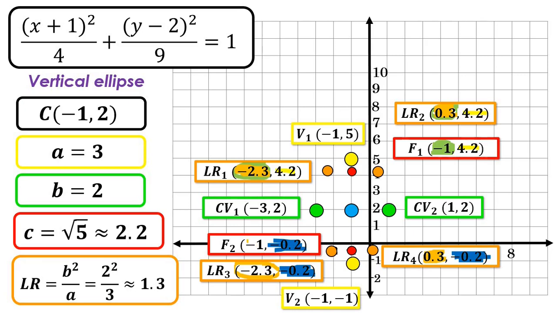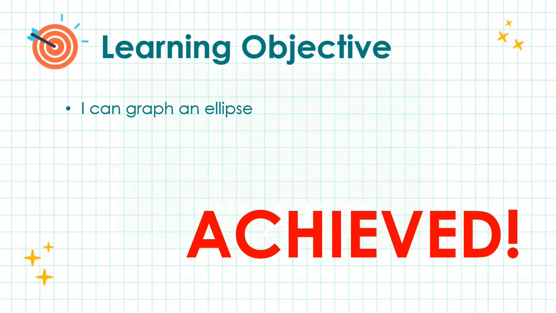And after that, you are now going to connect the vertices, co-vertices, and the endpoints of the latus rectum so that you will be able to construct an ellipse. And this is the procedure of how you're going to graph a vertical ellipse. So that will be the end of this video. I hope that at this point you were able to identify the steps in graphing an ellipse.